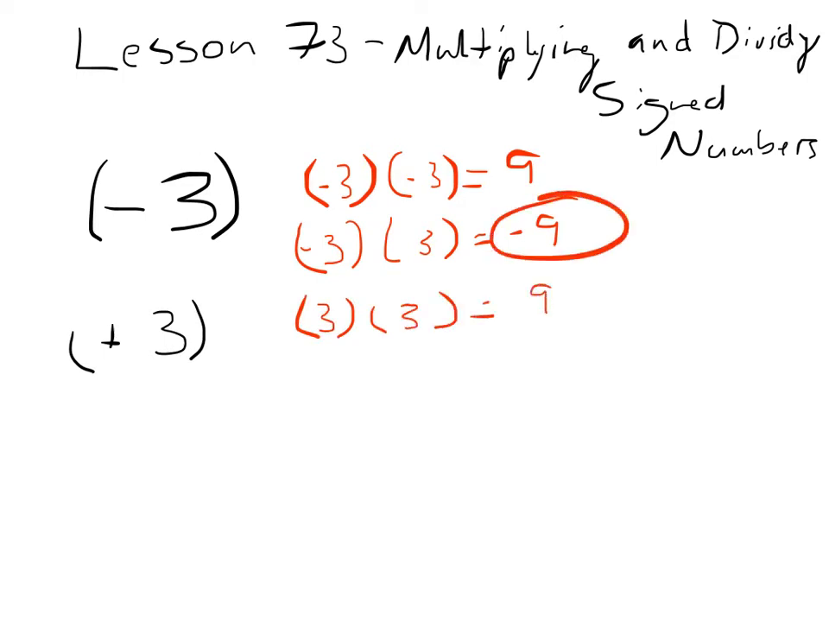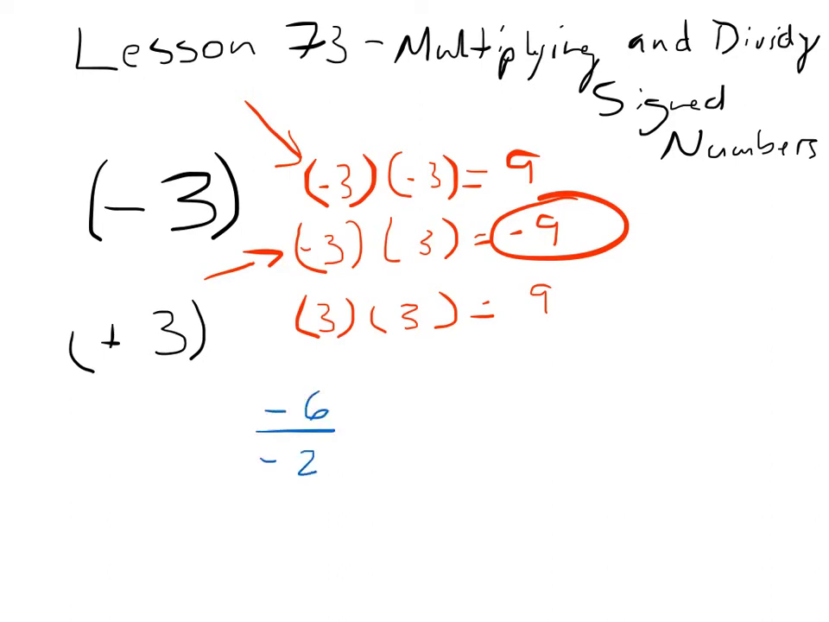The only time we end up with a negative is when we have an odd number of negatives that we're multiplying. If we have an even number of negatives, then we'll have a positive number for our answer. Same thing works with division.